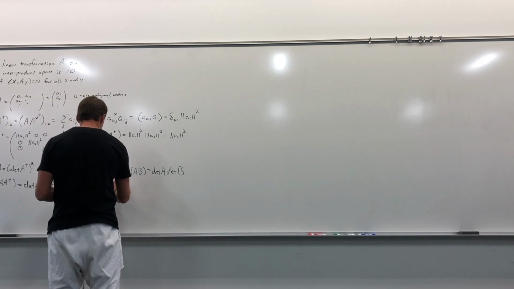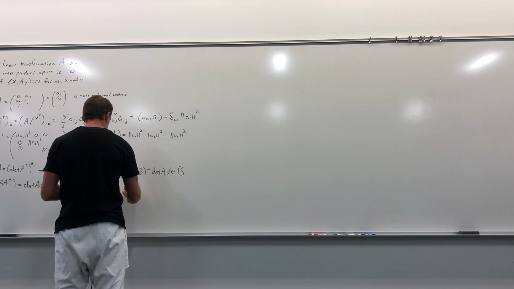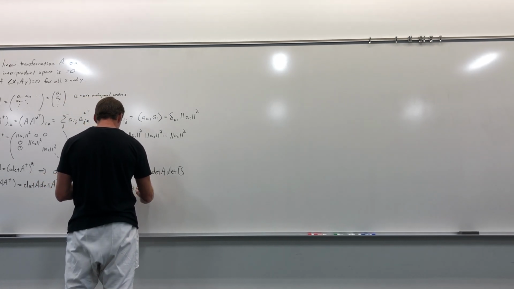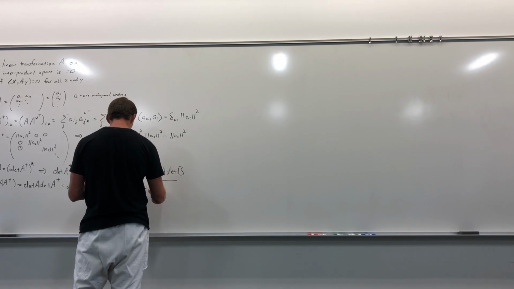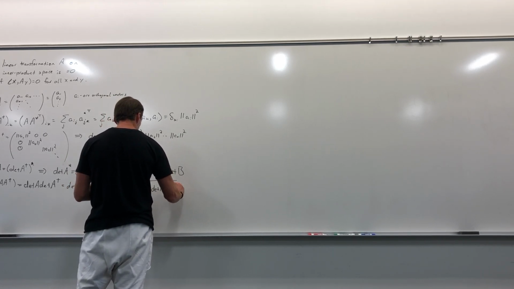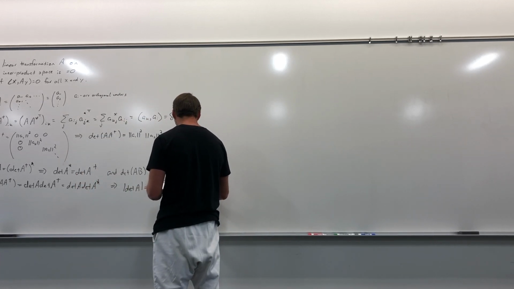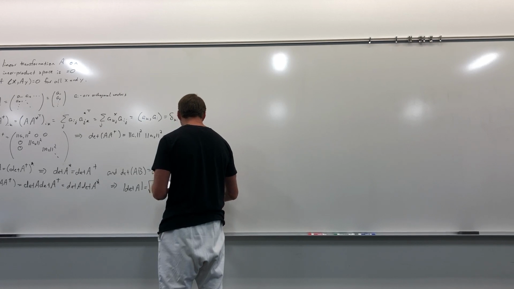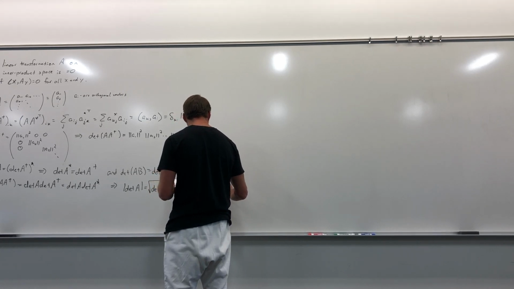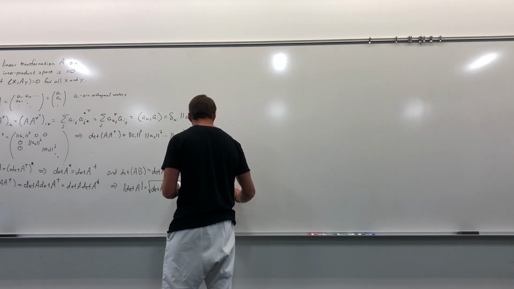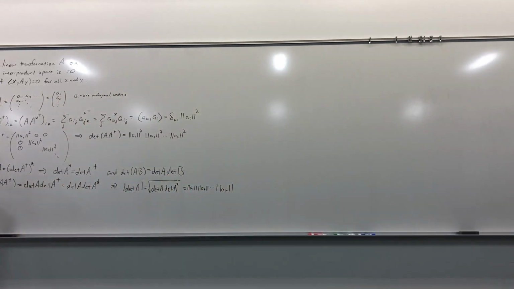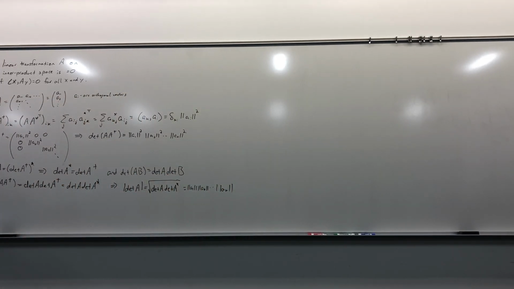But this tells us that the magnitude of the determinant of A is the square root of the determinant of A times the determinant of A star. But this is just A1 times A2 dot dot dot AN. Okay?